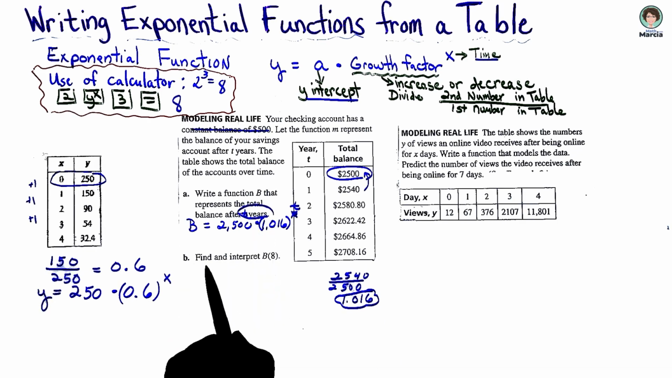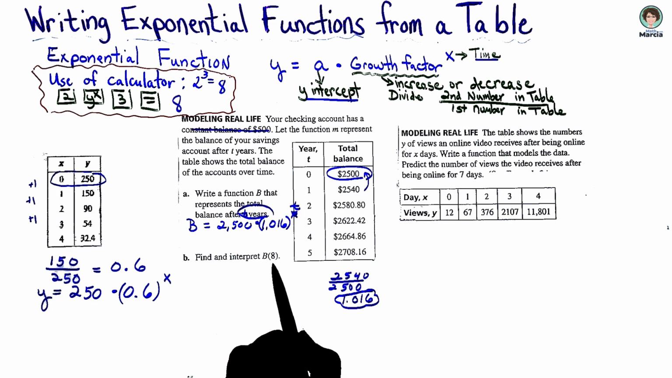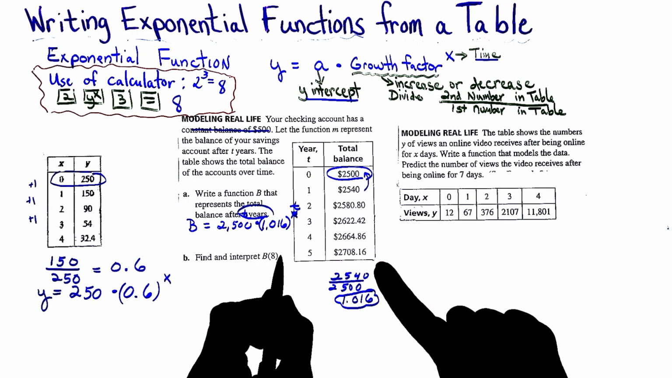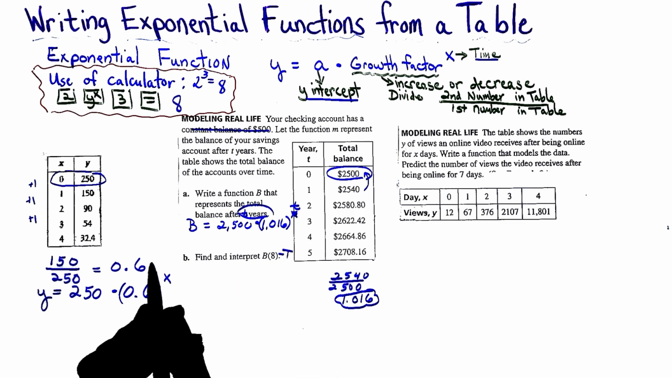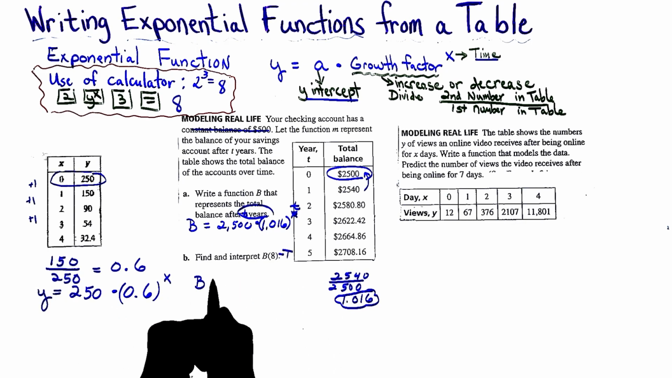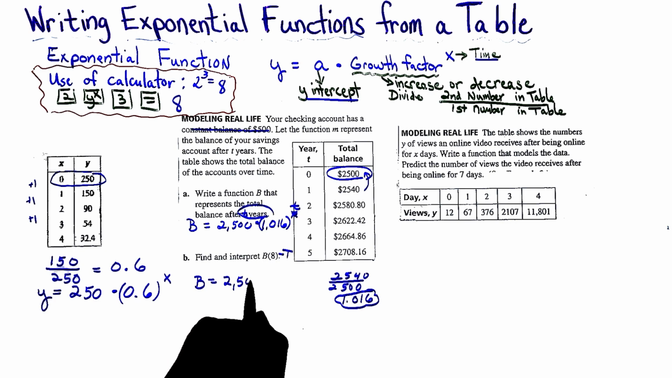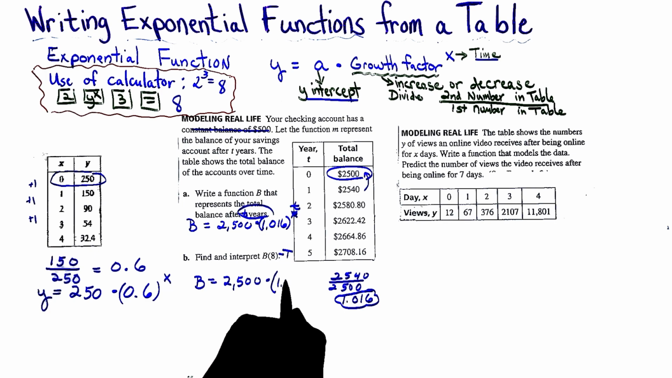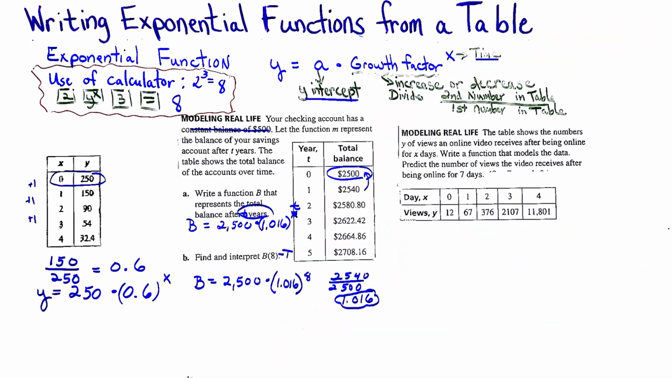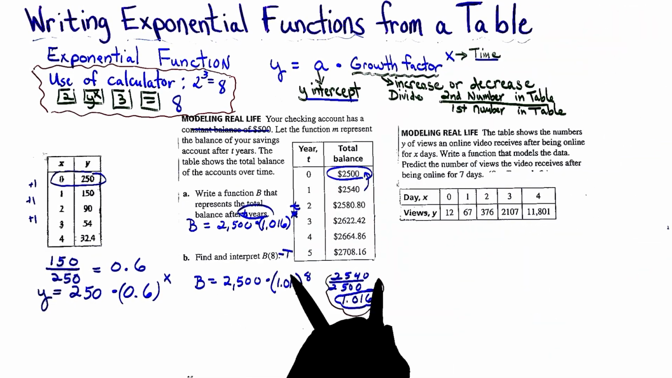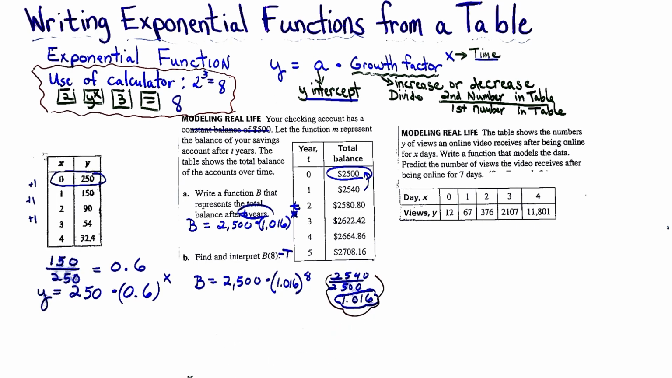So now we're going to find and interpret the balance in 8 years. So remember, when it's the balance in 8 years, this is going to be our t. So let's go ahead and write it again and work the problem. So our balance is equal to our initial 2,500 times our 1.016 to the 8 years. And I'm just going to separate this work because this was our brain coming up with that growth factor.